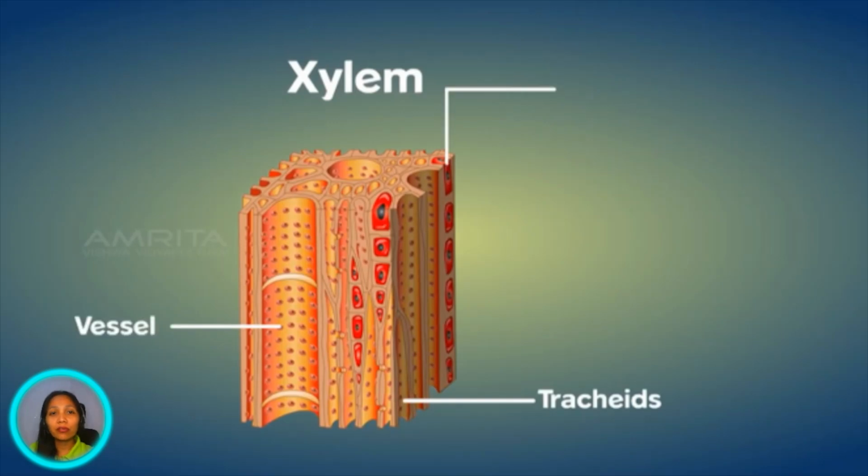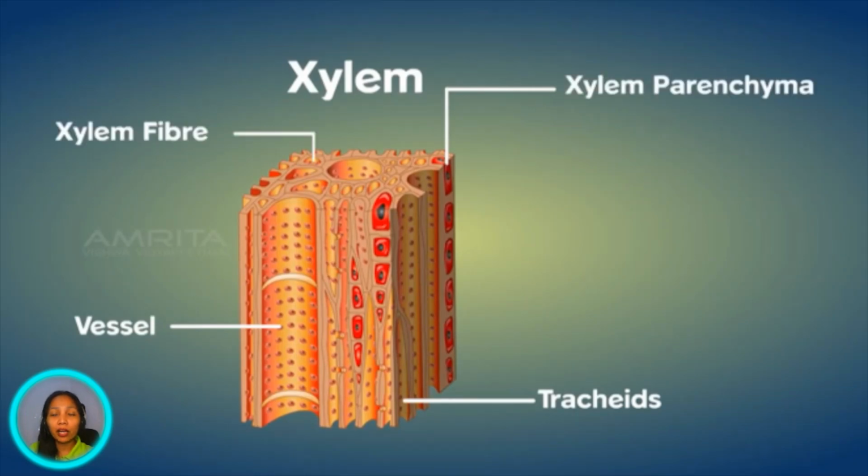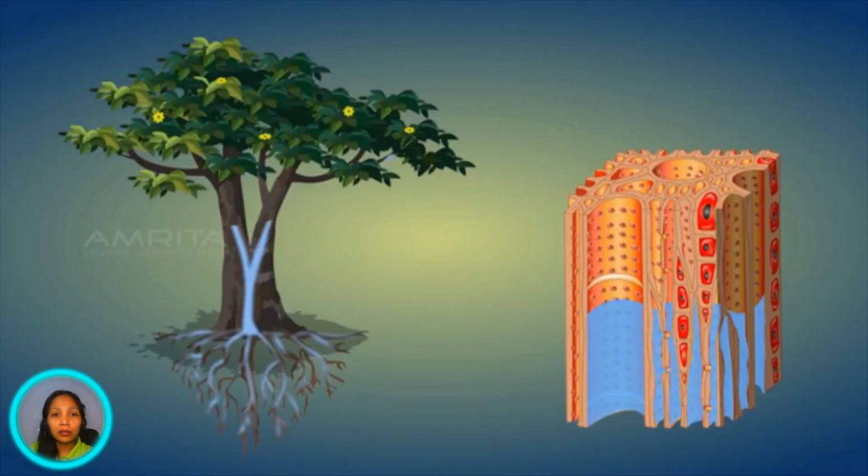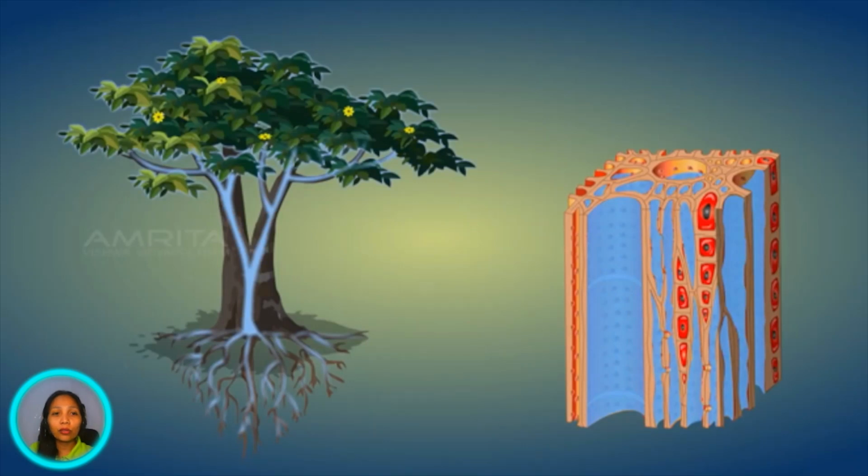We also have the vessel elements, which are short, barrel-shaped, conducting cells that stack end to end, forming long continuous tubes. The xylem parenchyma and the xylem fiber are also part of the xylem, which transports water and minerals from roots to other parts of the plant.